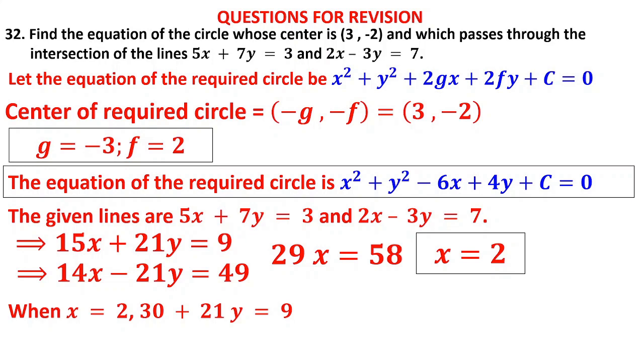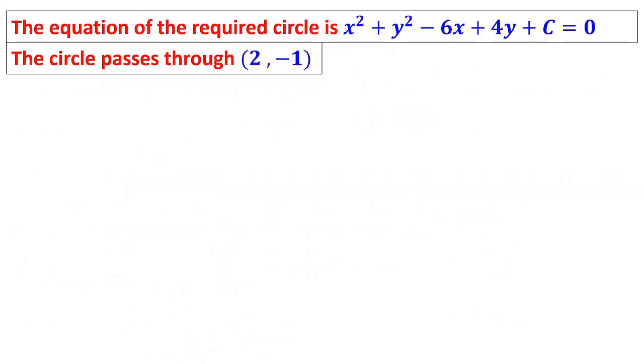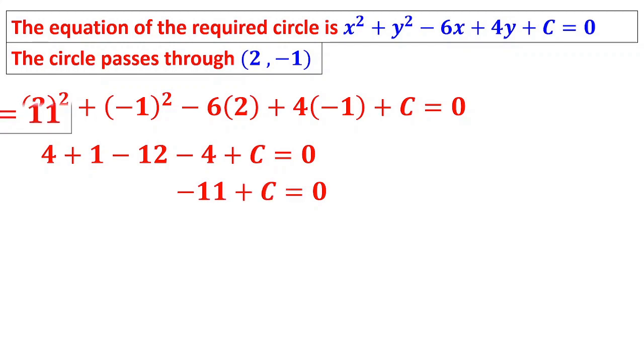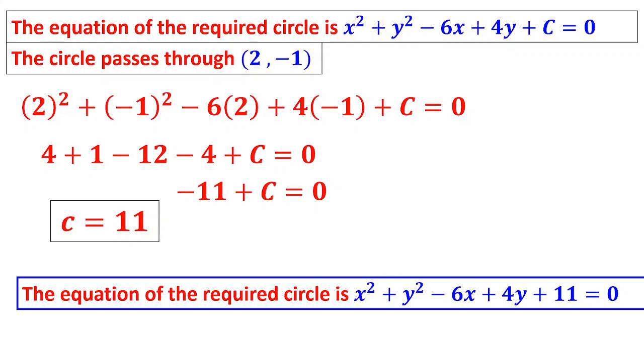Now, when x is equal to 2, we will get the value of y, and I am getting y is equal to minus 1, which means that the required circle passes through 2, minus 1. Now, how to get the value of c? It passes through 2, minus 1. Therefore, replace x by 2 and y by minus 1 in the equation constructed by us, and I am getting the value of c as 11. Therefore, the required circle is x square plus y square minus 6x plus 4y plus 11 is equal to 0.